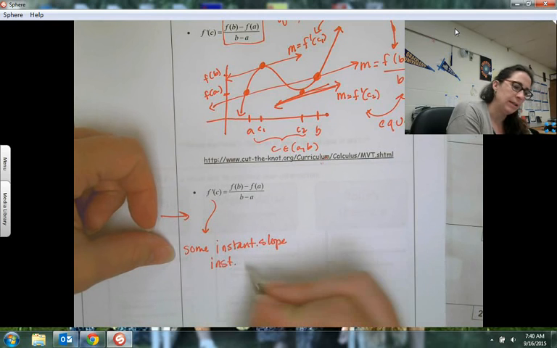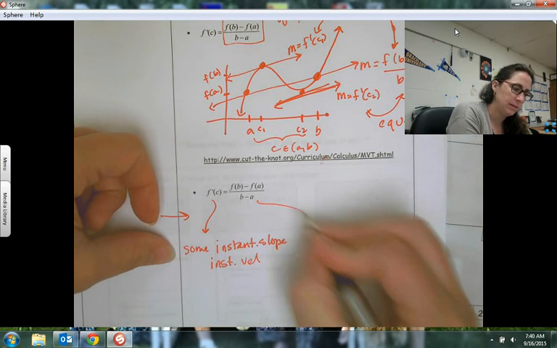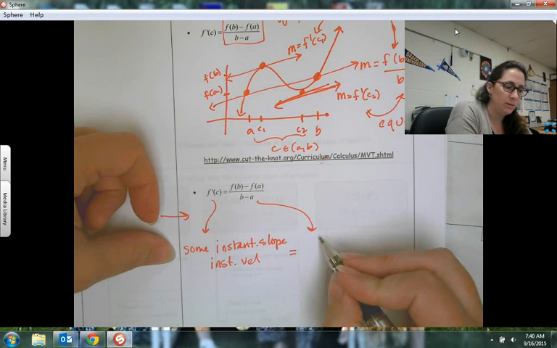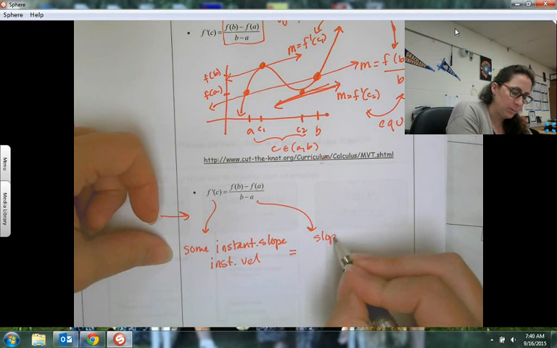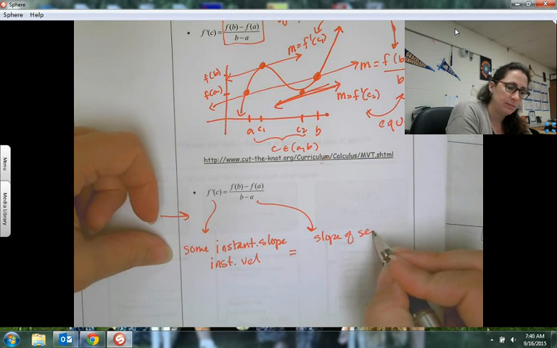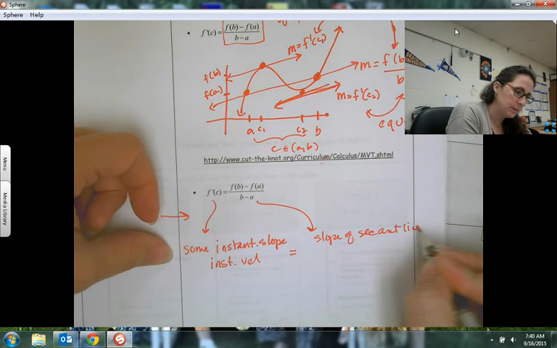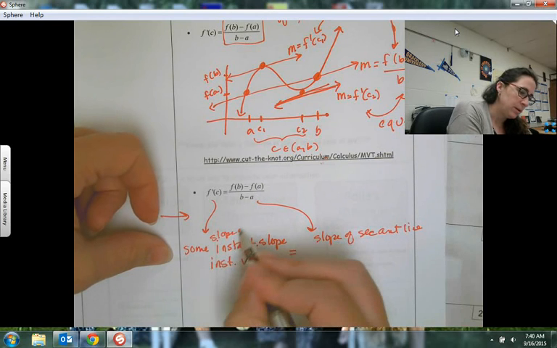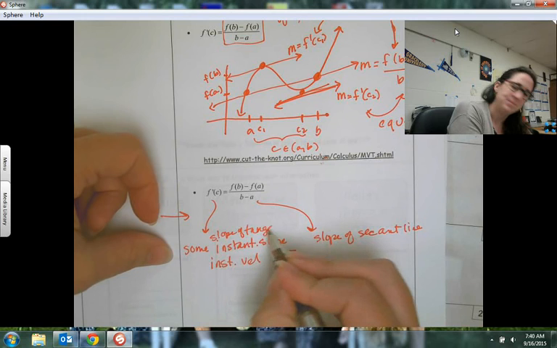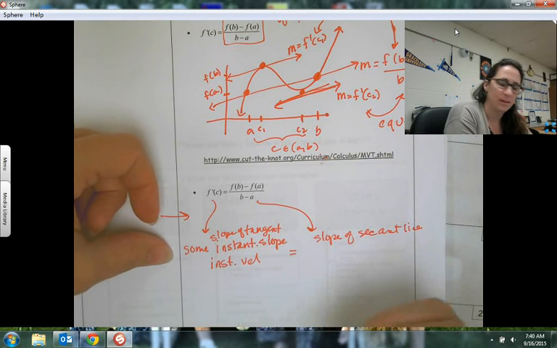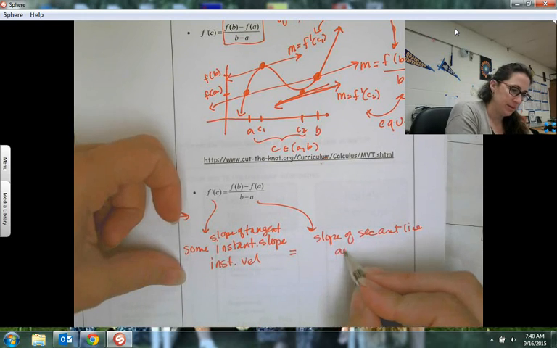So an instantaneous velocity is going to equal the slope of the tangent, and the slope of the secant is some average velocity.